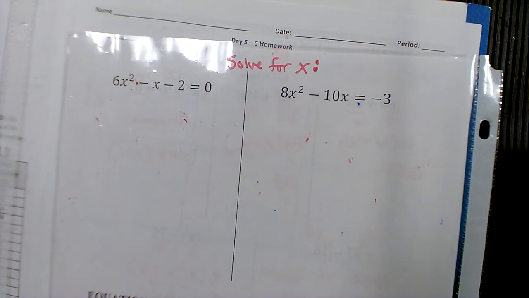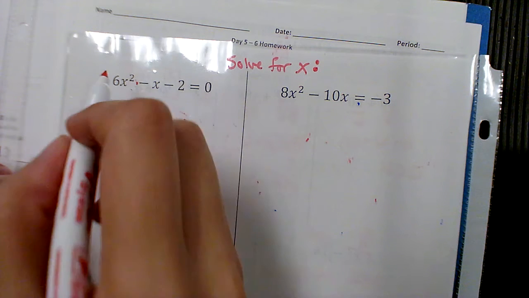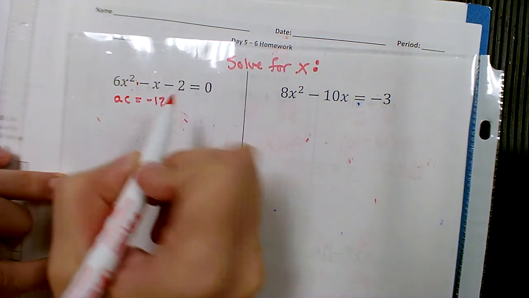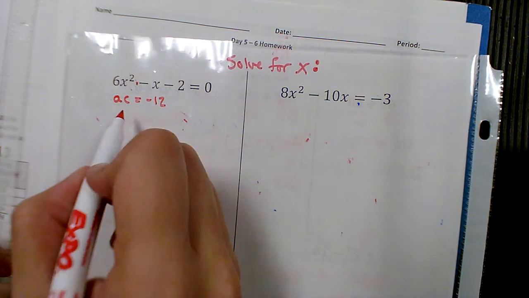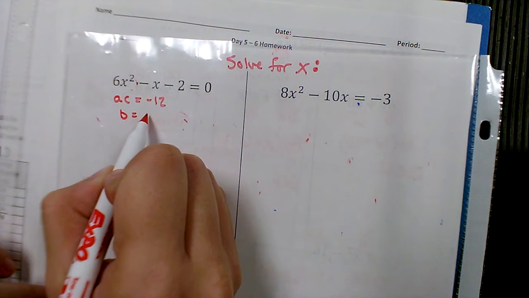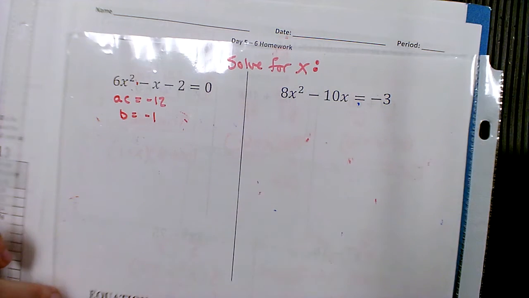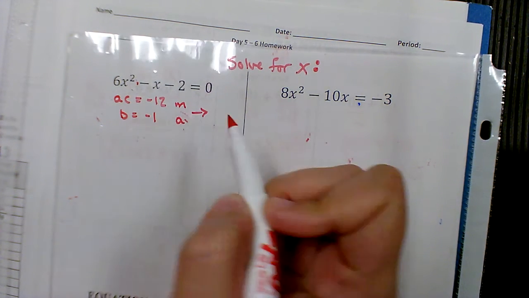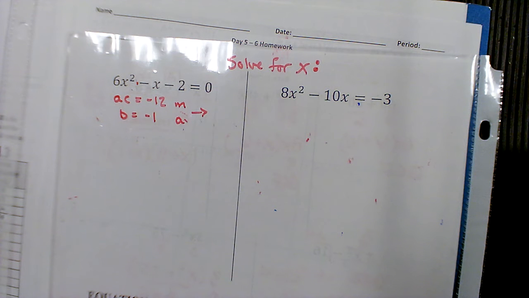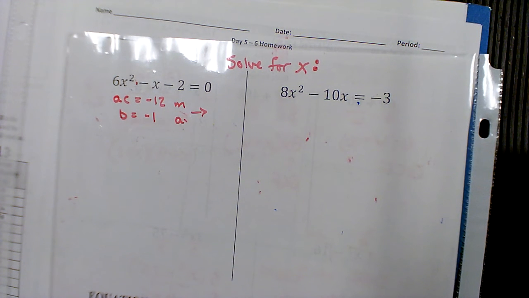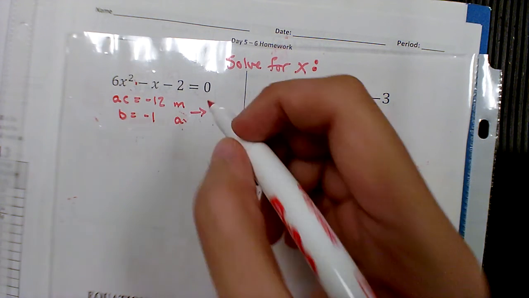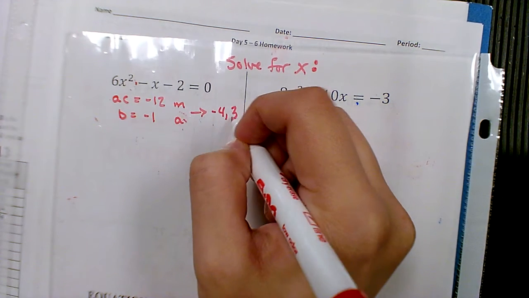Whichever one you're more comfortable with. In either case, they always start out the same. We have to take A times C, which would be negative 12, and we need to add to negative 1. Can we think of those two numbers? Good, Rachel? Negative 4 and 3. Negative 4 and a positive 3. Good.